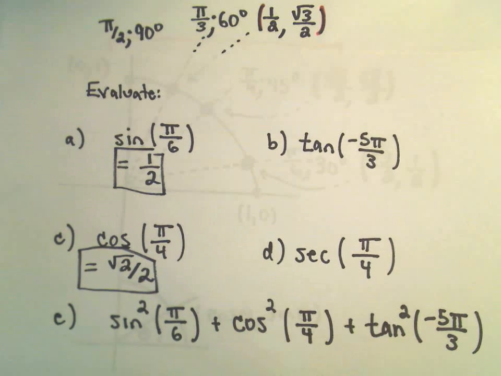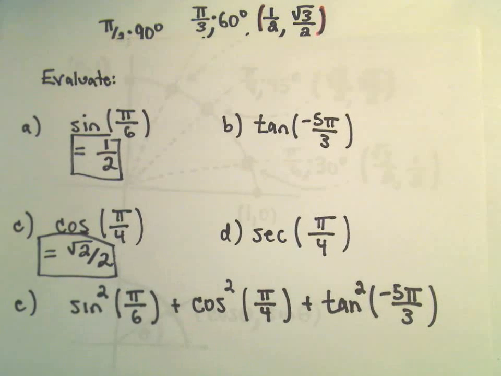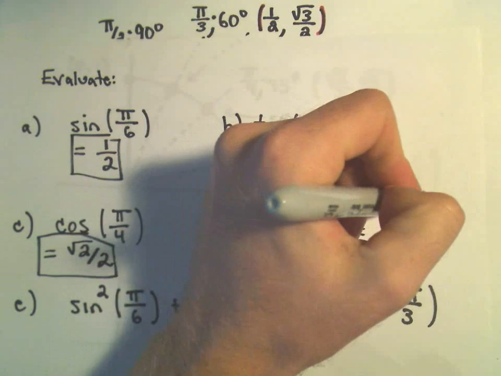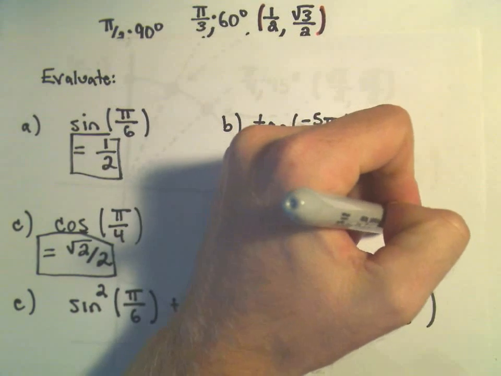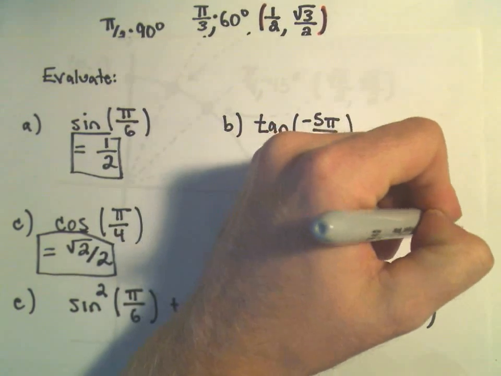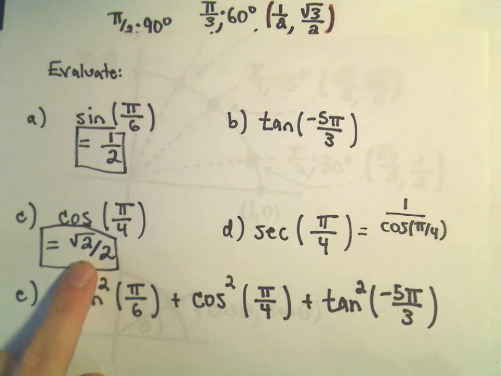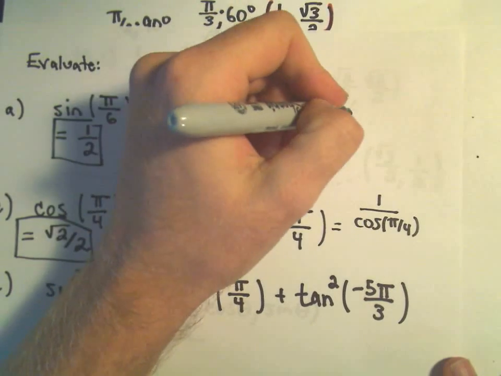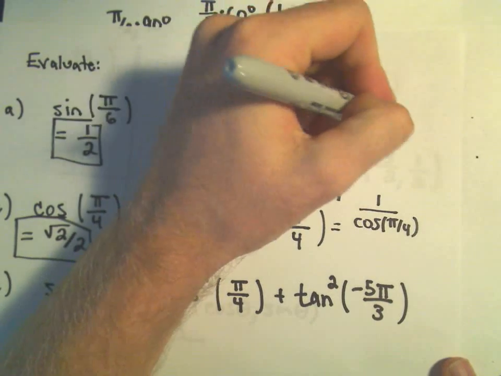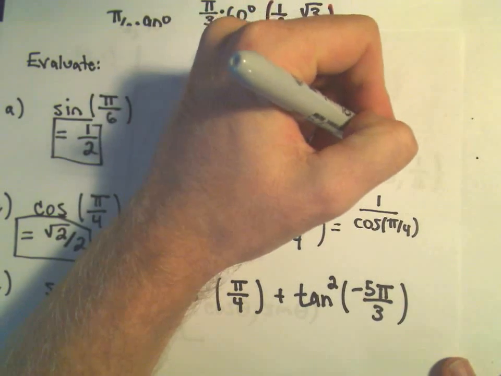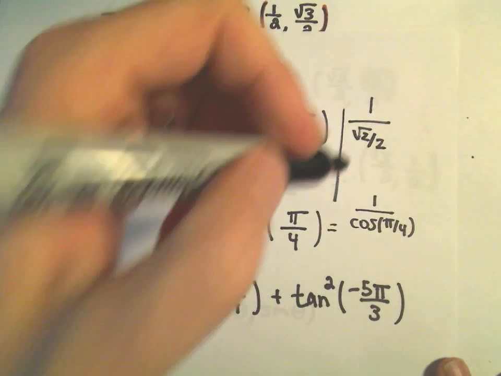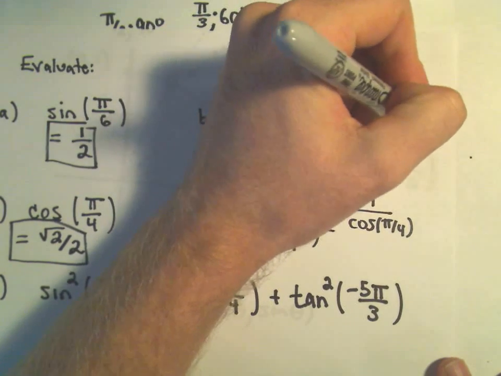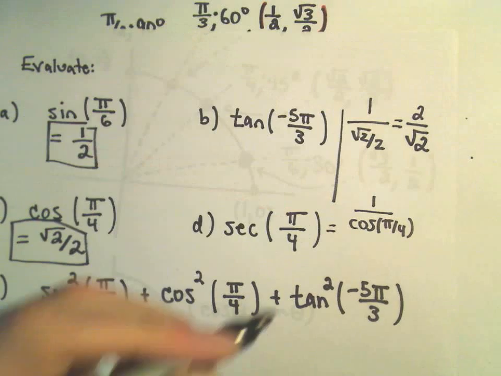Okay, secant of pi over 4. Well, remember, secant of pi over 4 is the same thing as 1 over cosine of pi over 4. We already figured out what cosine of pi over 4 was. It's square root of 2 over 2. So I'm going to squeeze it in here. If we do 1 over square root of 2 over 2, that's just going to flip the fraction in the bottom and give us 2 over square root of 2.